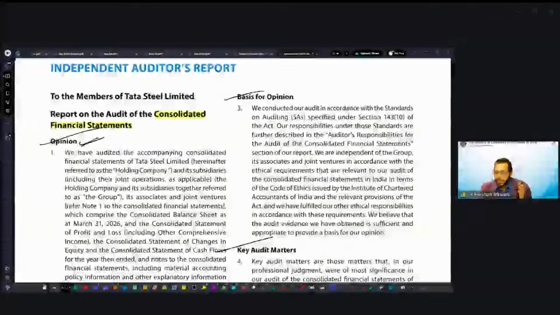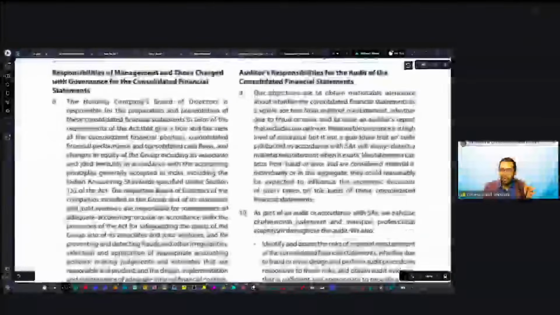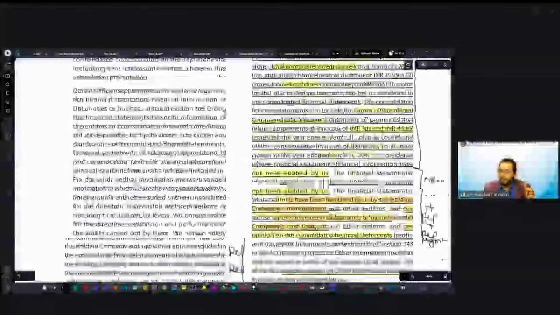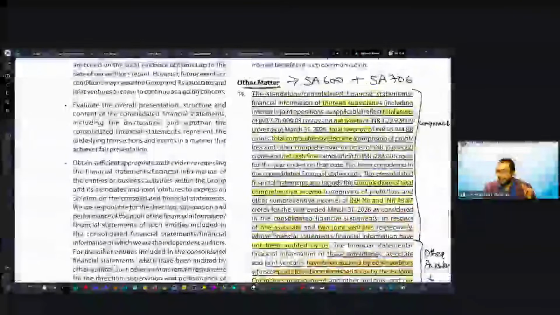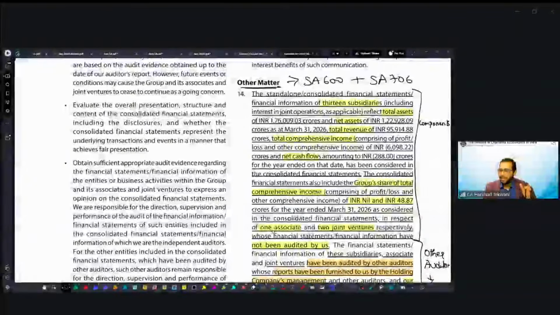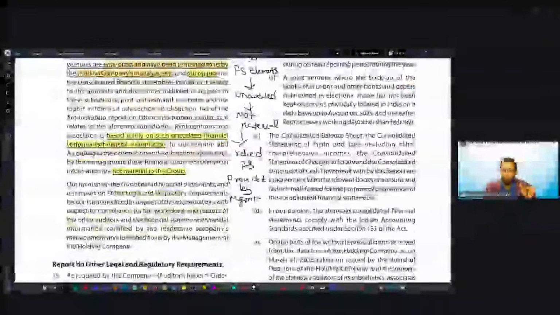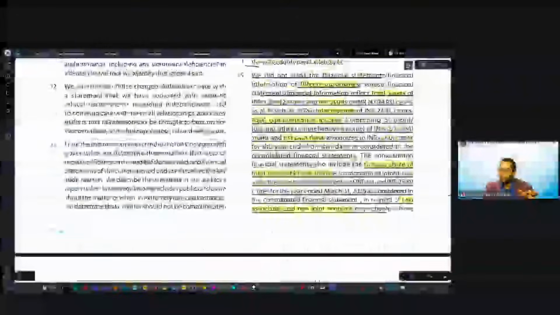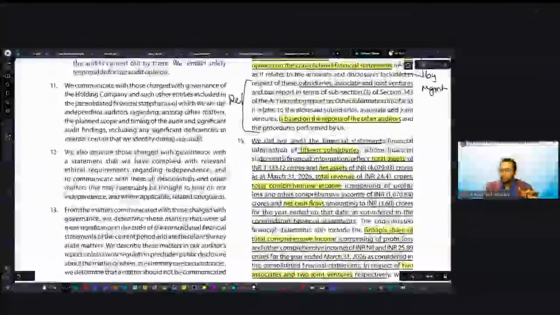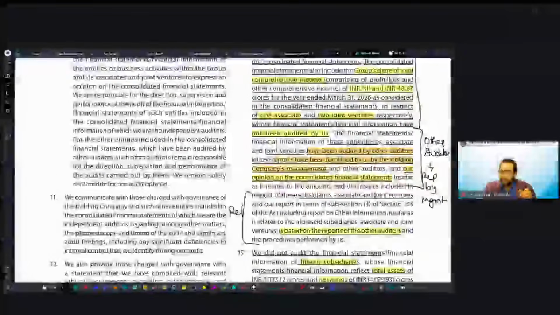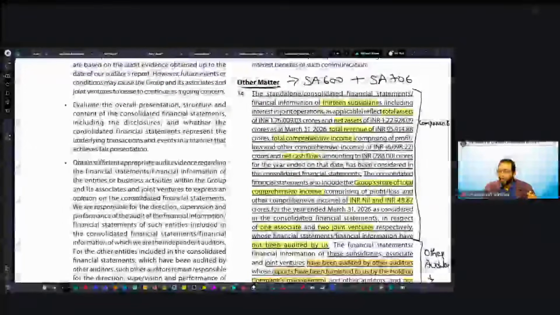So this is a very important part that we need to understand: from the perspective of the audit of a consolidated financial statement, we have to report something under SA 600, and accordingly we need to provide this disclosure.